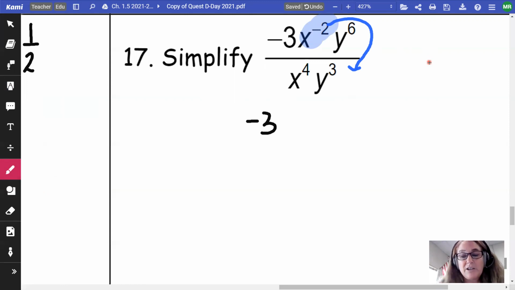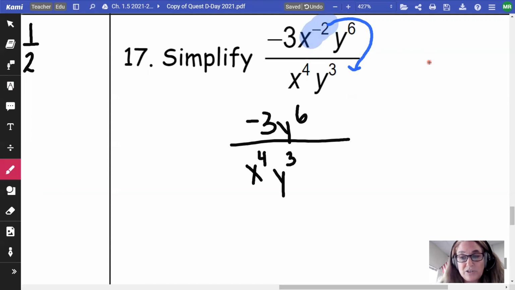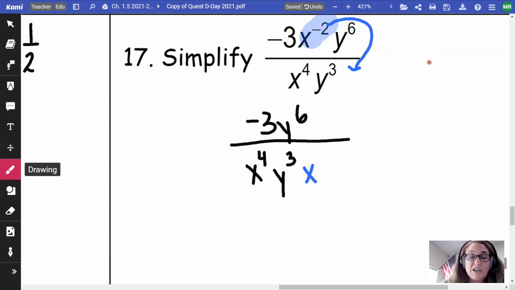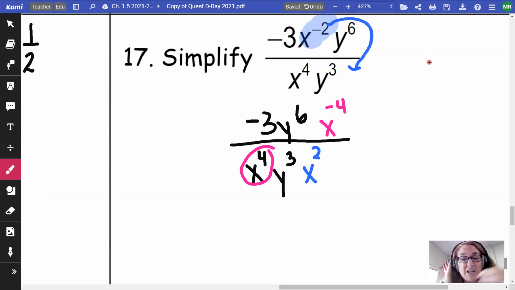So -3 is going to stay. My y to the 6 is going to stay for a minute. My x to the 4th on bottom is going to stay. My y to the 3rd is going to stay. Now, I am moving that x to the -2nd down. So when I move things from top to bottom, the power becomes opposite. So since it was a -2 on top, it's a +2 on bottom. So as a quick example, if I wanted to move this to the top, I could. I don't want to because it's not going to be nice. But if I move that to the top, it would have been a -4. So when I move it from top to bottom, the sign of the exponent changes and becomes opposite.